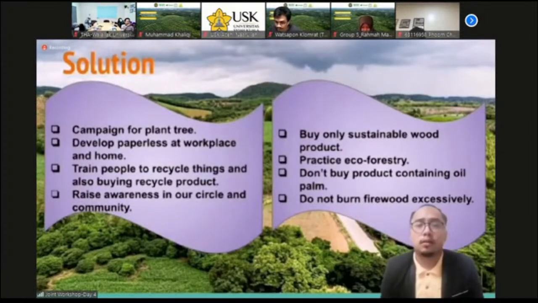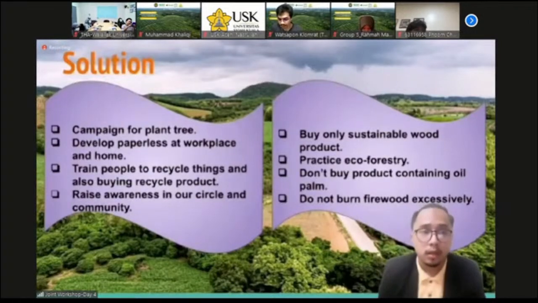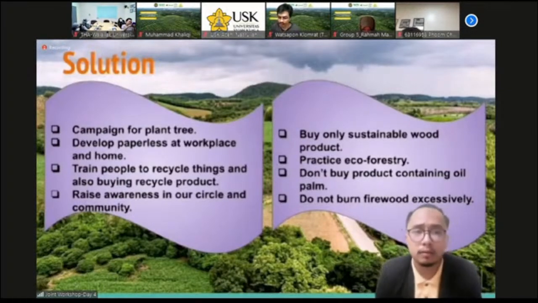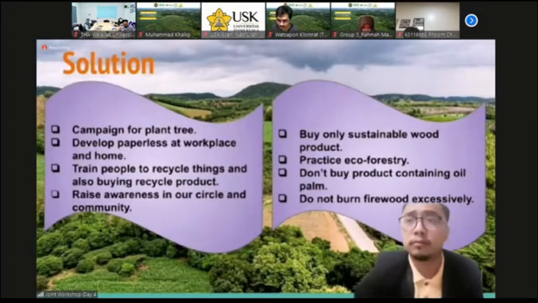The third one is to train people to recycle things and also buy recycled products. As an example, by choosing items made from recycled paper, you make a conscious effort to lower the demand for more timber. Besides decreasing the need to cut more trees, your purchase is also supporting paper recycling facilities and reducing the amount of waste entering landfill.